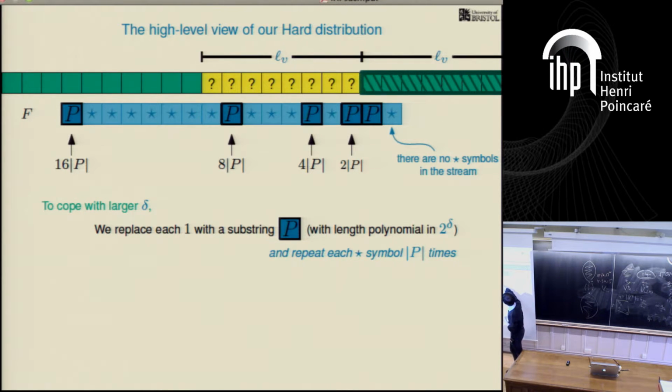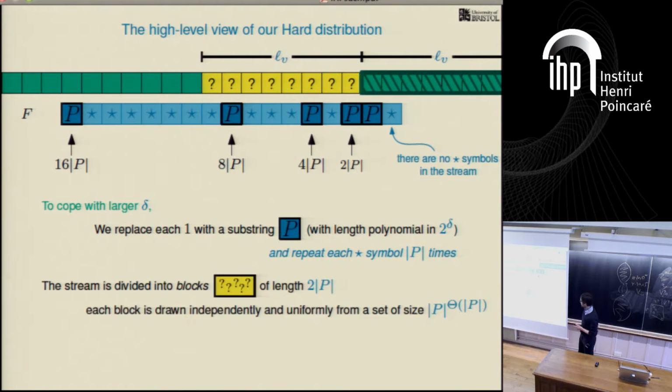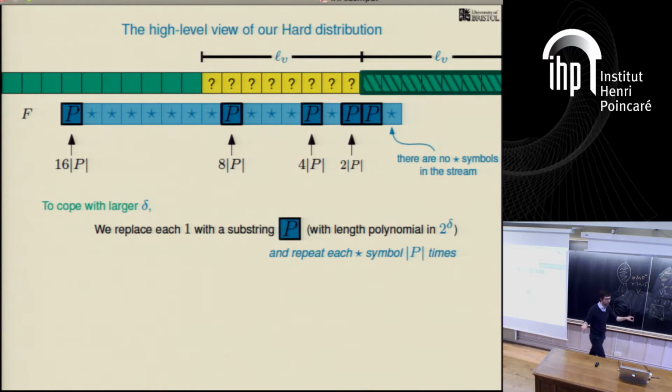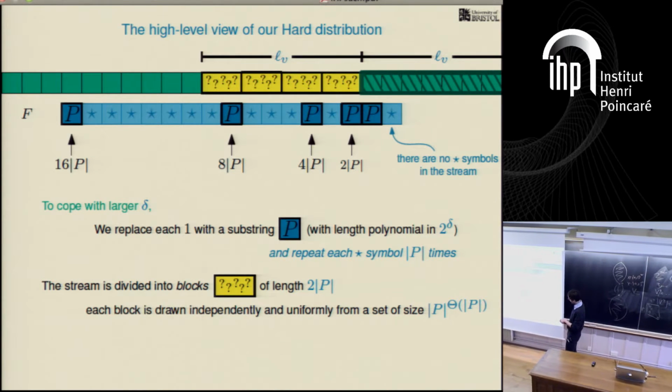This is now a substring of some length polynomial in 2 to the delta. There's another copy of p here, and another copy of p there. So it's now 2p, 4p, 8p, 16p. And these stars are now actually repeats of p stars in a row. So I've just blown the thing up by a factor of p. So now instead of having single characters in the stream, I'm going to divide the stream into blocks. These blocks have twice the length of this p thing here, and they are going to be drawn independently and uniformly from some big set that I haven't yet specified. There's a big set of size p to the power of theta p of lots of different options for these blocks.